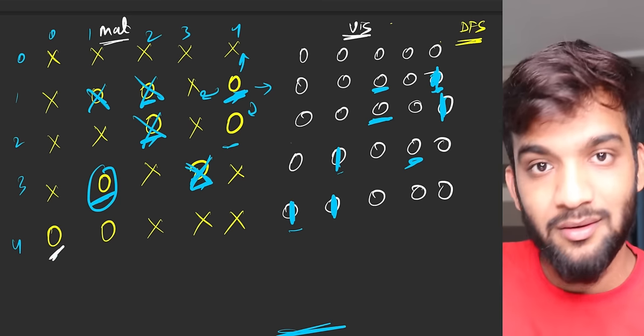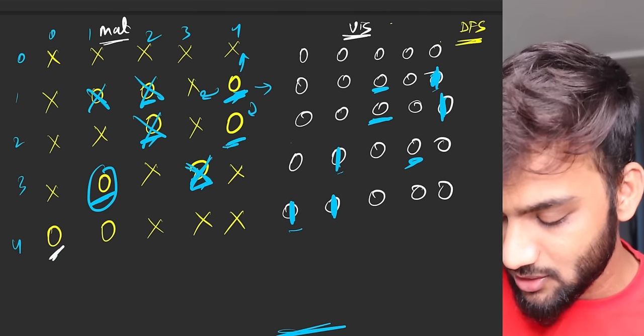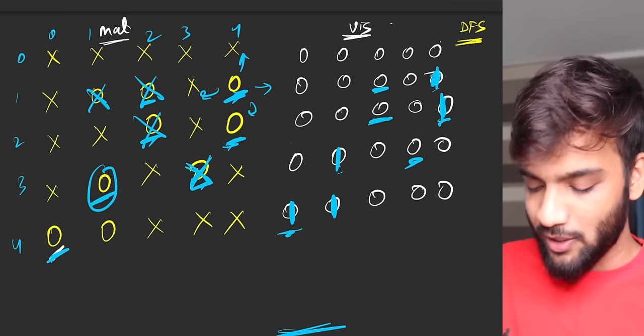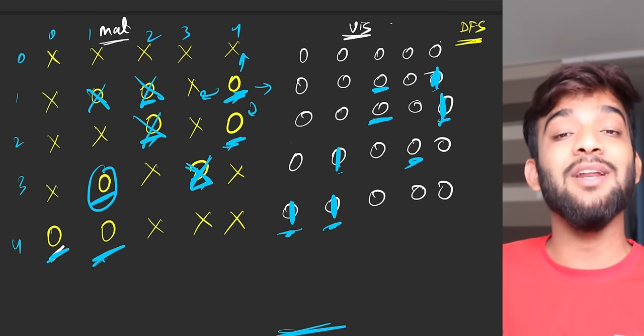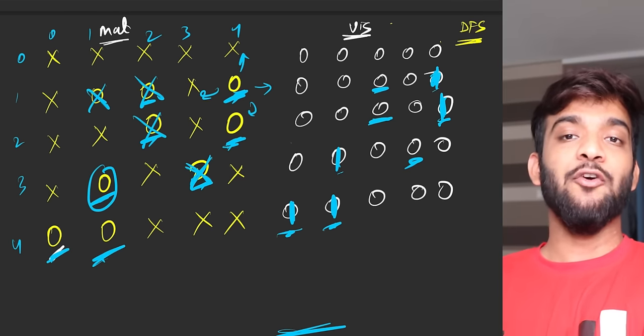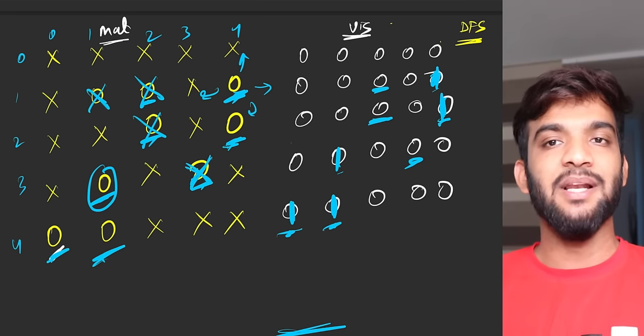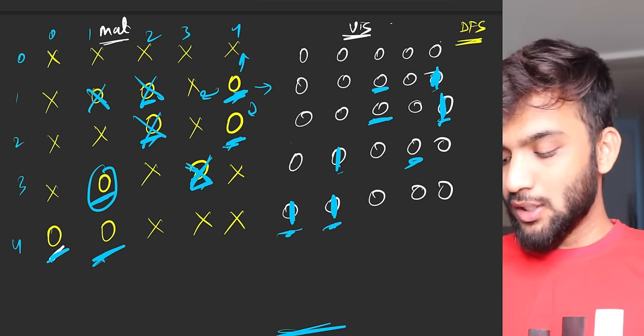Zero. One. Someone visited from the boundary. Zero. Someone visited from the boundary. Zero. Someone visited from the boundary. Zero. Someone visited from the boundary. So if someone did not visit it from the boundary, you convert it into an X. Otherwise, you do not. This is as simple as it can get. So if I break down the algorithm, it's very simple.